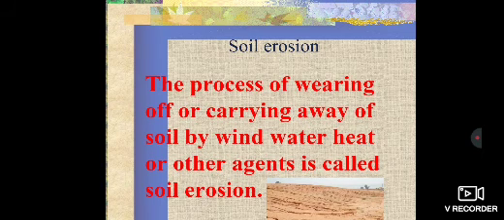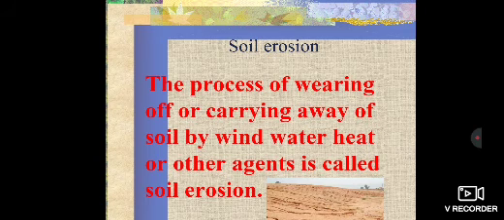Soil erosion. The process of wearing off or carrying away of soil by wind, water, heat or other agents is called soil erosion. The topmost layer, that is humus, is rich in different minerals. It is the most fertile layer of the soil, and the erosion of this layer is harmful for the farmers. This is called soil erosion.